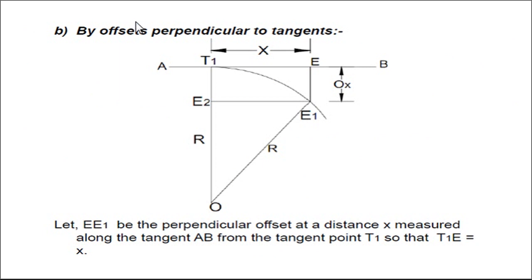Second technique: by offset perpendicular to the tangent. So this is the tangent and this is the perpendicular offset to the tangent, OX distance. Let EE1 be the perpendicular offset at a distance x measured along the tangent AB. So this is the tangent AB and this x distance is measured along the tangent AB, that is, the distance between T1 and E is x along tangent AB from tangent point T1, so that T1E is equal to x.